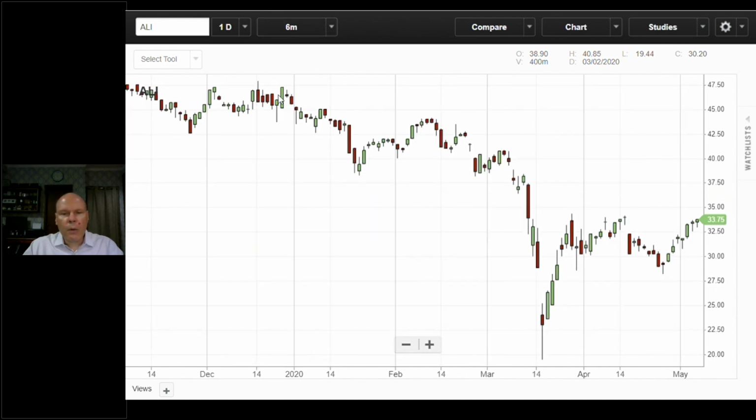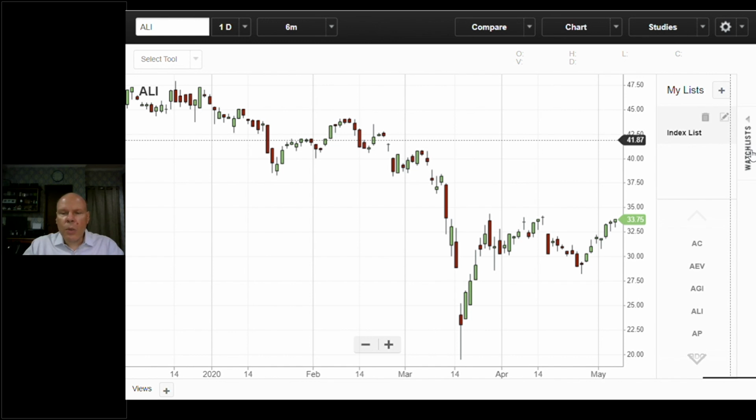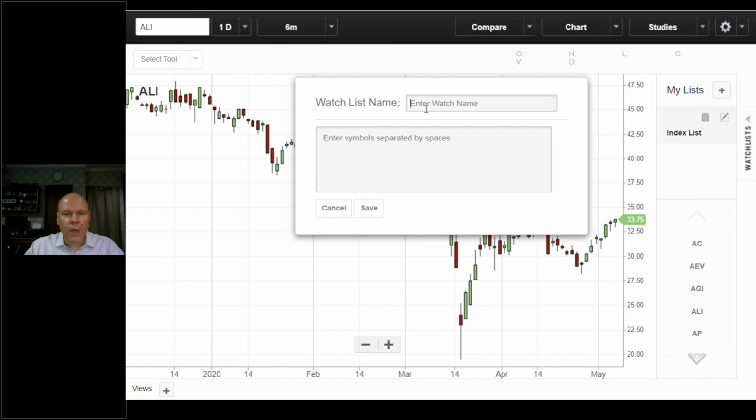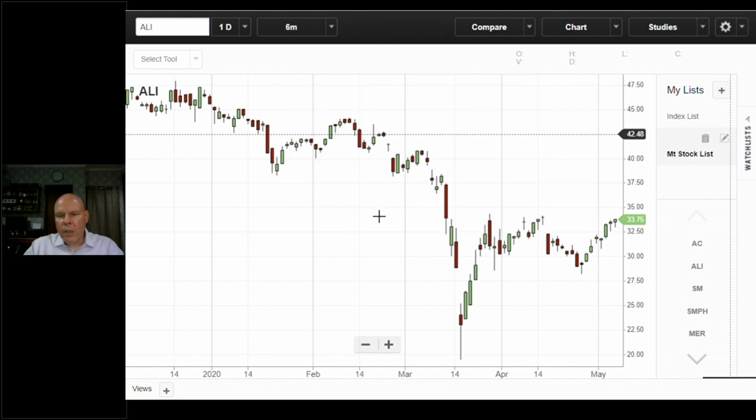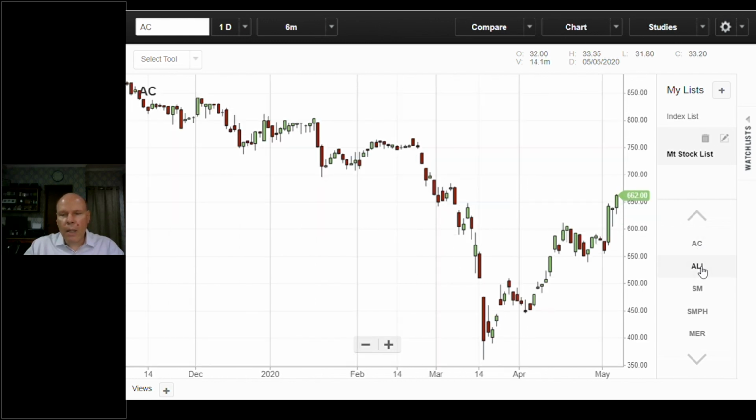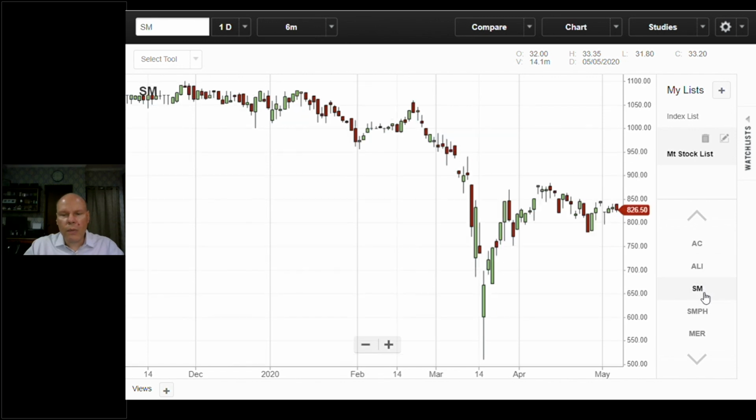Another thing you can do is build a watch list. So you click this, and by clicking on this plus mark, you can now build the name of a list of stocks that you want. Let's say a mighty stock list of mine, and I'll put Ayala Corp here, and I'll put Ayala Land, SM Prime, and let's say Meralco. Okay, click save, and it builds a list here. So instead of having to type each code, you just click on the stock symbol, and it'll allow you to navigate through each one of these.